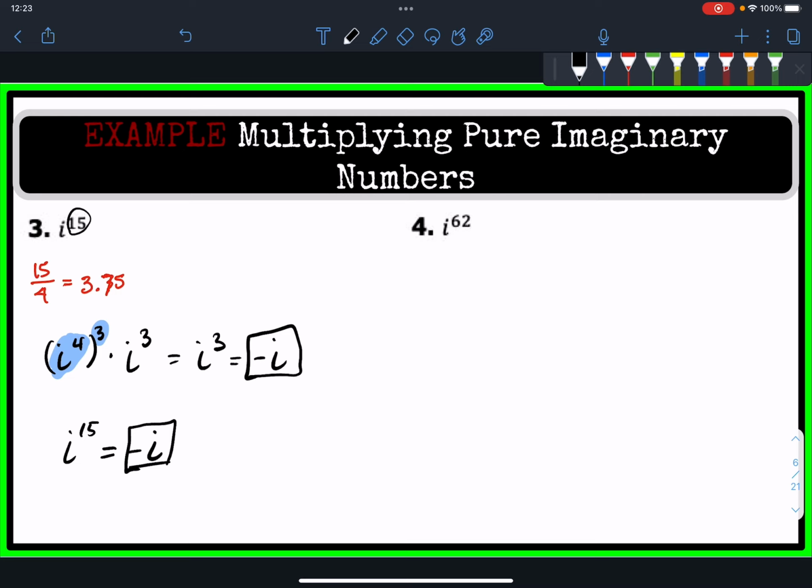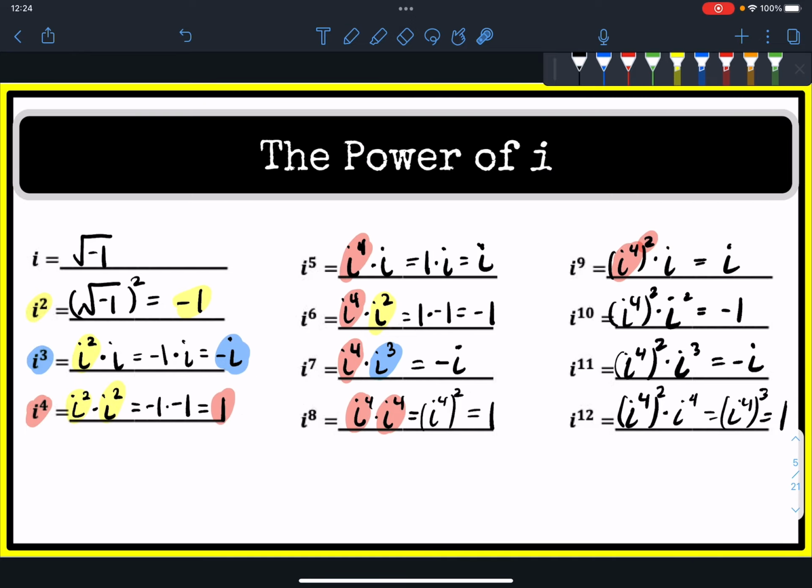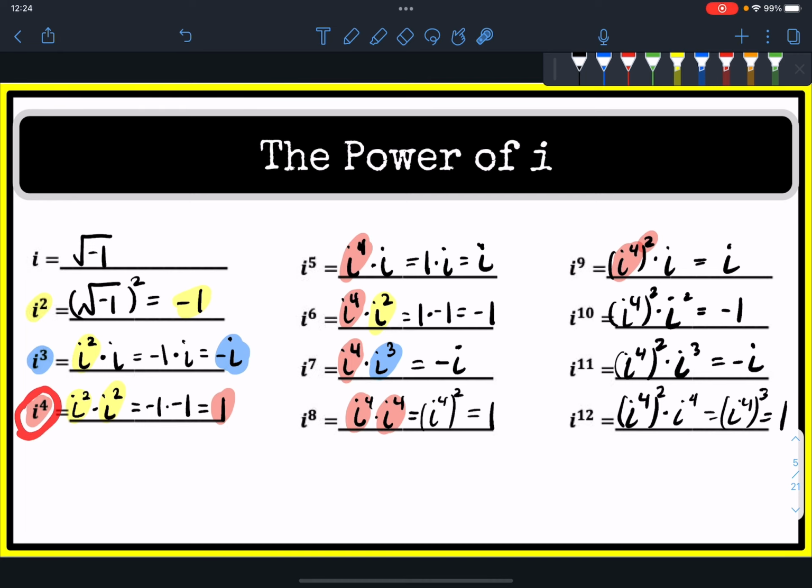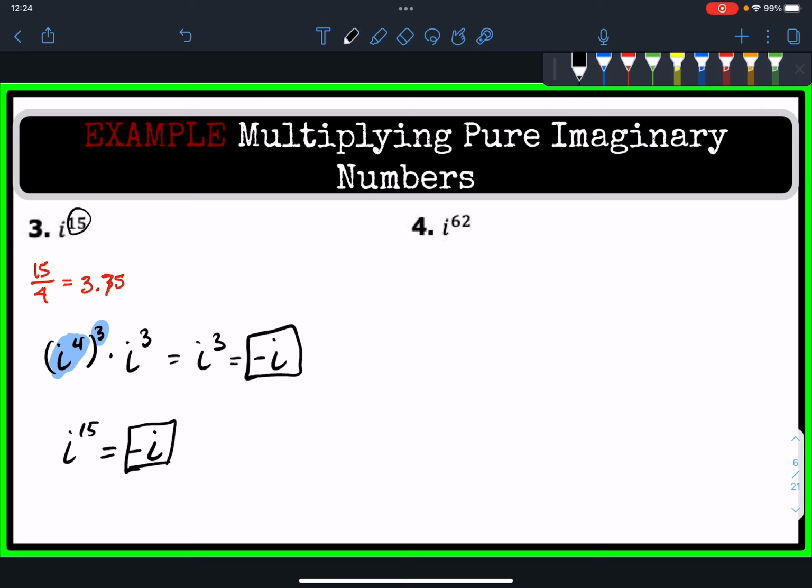And we do that again with anything higher than that, because obviously we do not want to follow this pattern until we get to i to the 62nd. It's easier to just use this definition, knowing that i to the 4th is going to equal 1, and see how many factors are going to be left over.